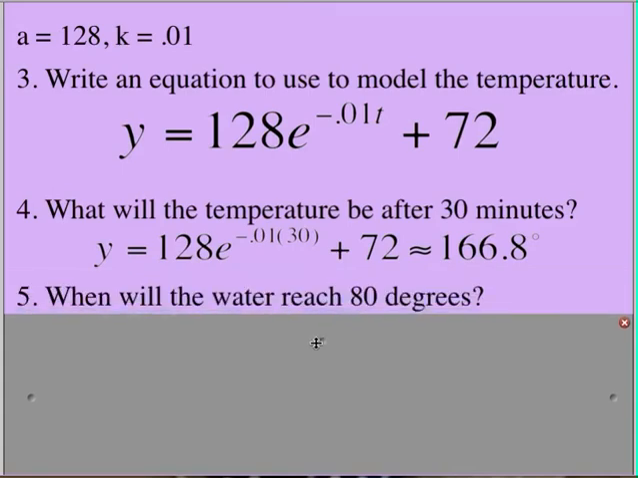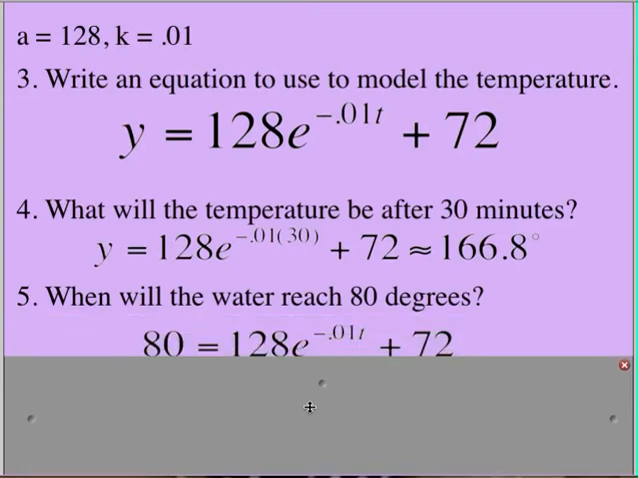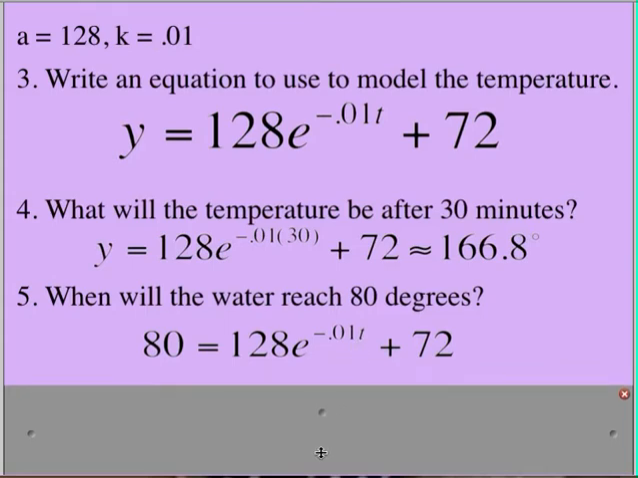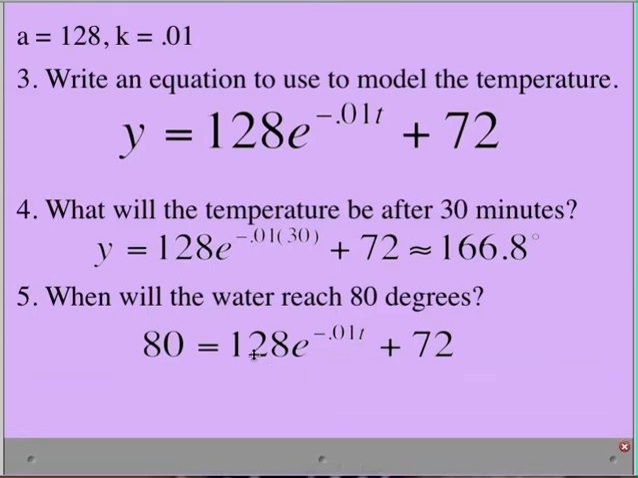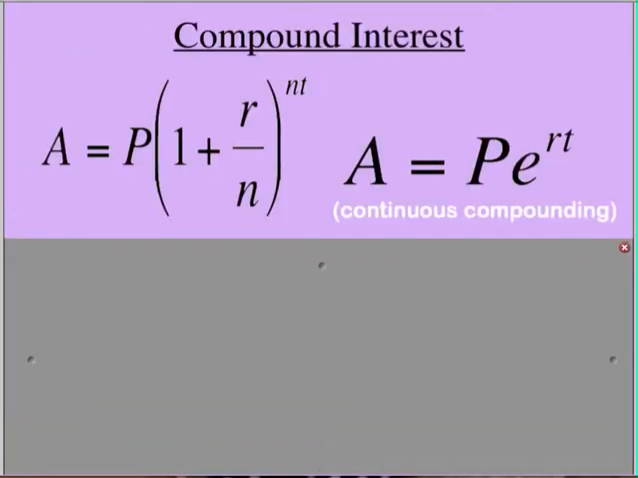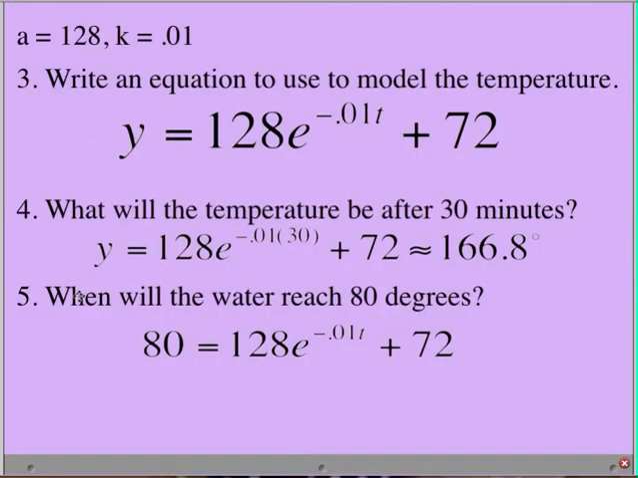Another question I might ask is, when will the water reach 80 degrees? So this time we're going to plug 80 in for Y and then solve for time. First subtract 72 from both sides, then divide by 128, then apply the natural log to both sides, and then divide by negative 0.01T. We can go over this in class on Monday.